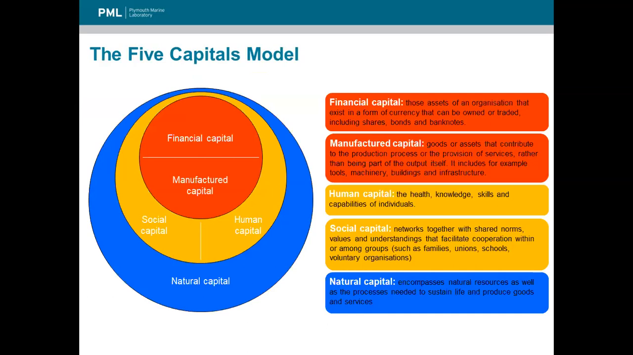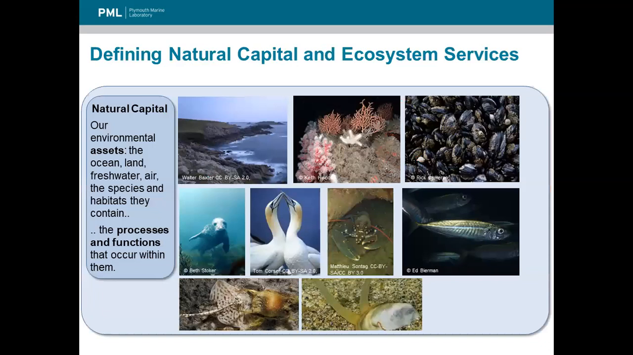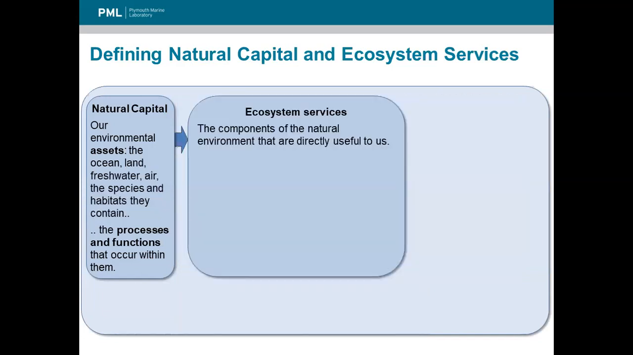Then around all of this is this idea of natural capital. And the diagram is like this for a reason, because without our natural resources, none of the rest of it would be possible. But this is where some of the terminology starts to get a little confused, because while natural capital is often used as an overarching term to describe the whole approach, it also is used more specifically to describe environmental assets. So that's the ocean, land, fresh water, the habitats and species, which are also sometimes referred to as stocks. And then from natural capital, we get ecosystem services.